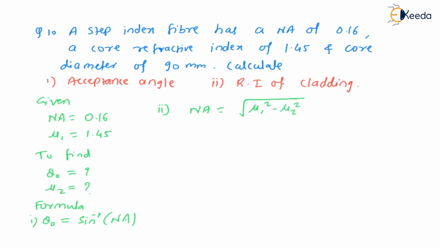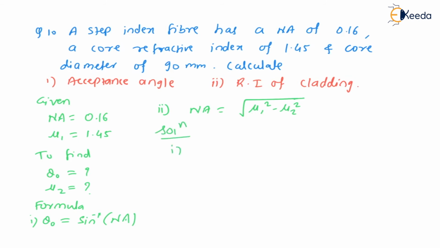So here we know the value of Na as well as the value of mu1. So we can easily find out the value of mu2. Again, see here there will be a term of divide by mu naught. But here they haven't mentioned where the fiber is kept. So we simply assume that the fiber is kept in an air medium. So here the refractive index of air is 1, so there is no need to divide this particular term by any other term. Now we'll perform the calculations.